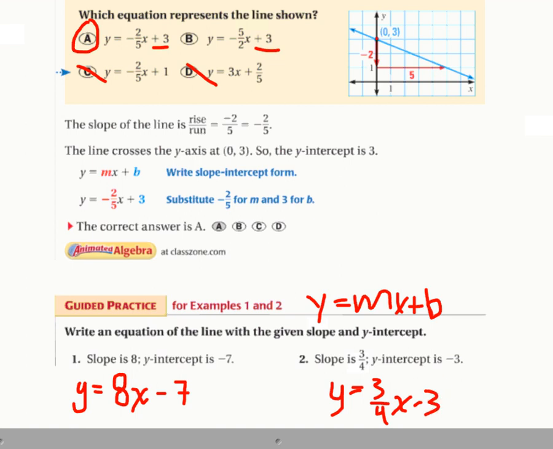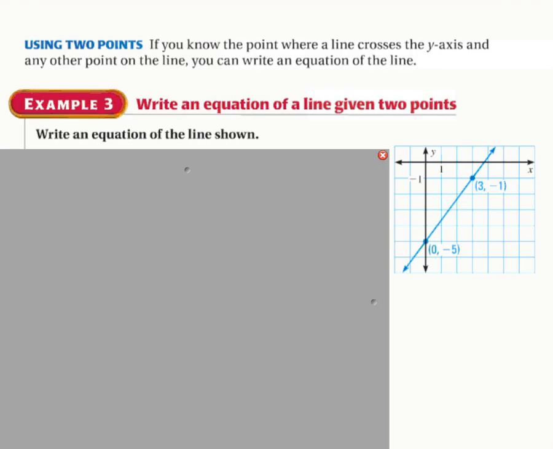Okay. All right, the next type of way that we're going to write linear equations is if I am given just 2 points. So I am going to write an equation in slope-intercept form, that y equals mx plus b again. And I am going to just be given 2 points. In this case, my 2 points are (0, -5) and (3, -1). So I have to do 2 things here. I need to find my y-intercept, and then I need to find my slope.